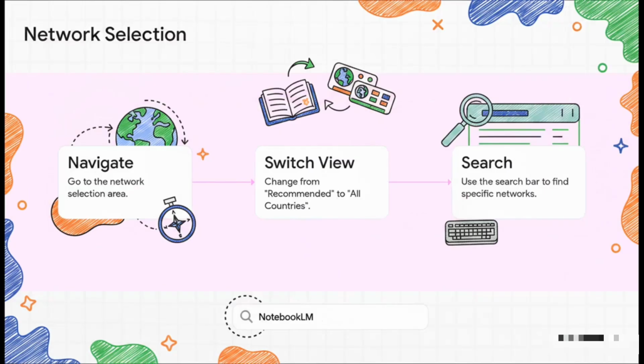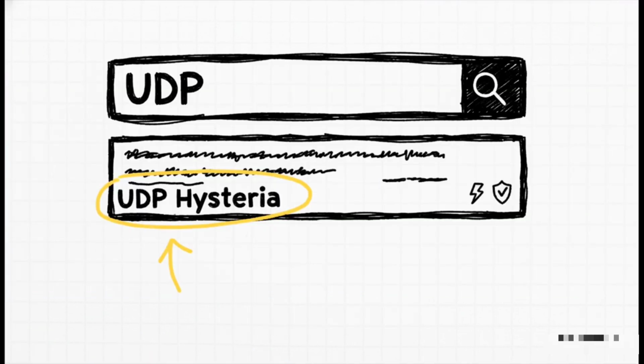Simple as that. After you've picked your server, you're going to move on to the network selection part. A good tip here is to switch the view from the recommended list over to all countries. That way, you can see every single option available. Once you're there, you can use the search bar to zero in on exactly what you need. And that brings us to the big pro tip for getting a top-tier connection. In that search bar, just type in UDP.